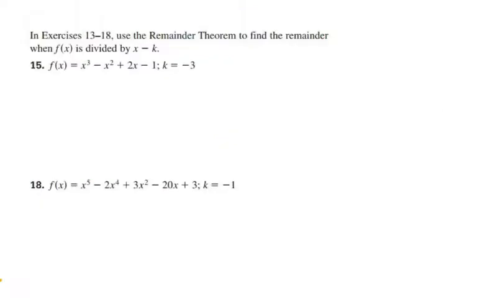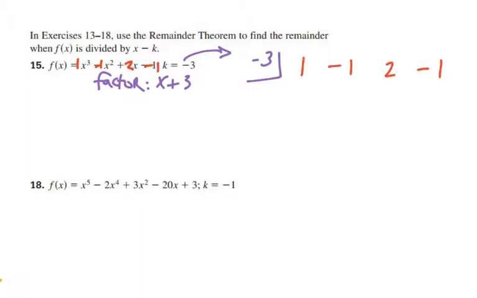All right. Let's see, moving on to 13 through 18, we're going to use the remainder theorem to find the remainder when f of x is divided by x minus k. So again, they tell us what our k value is, which is the thing that would go into this piece here, also meaning that the factor is x plus 3 if we wanted to reference that. So let's see. We have all the powers, so we're just going to use the coefficients of 1, negative 1, 2, and negative 1.